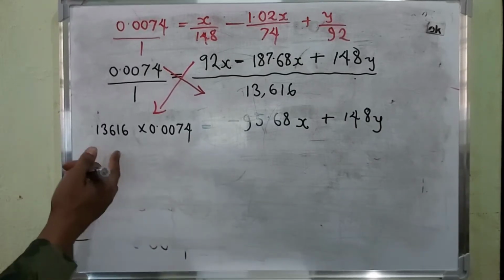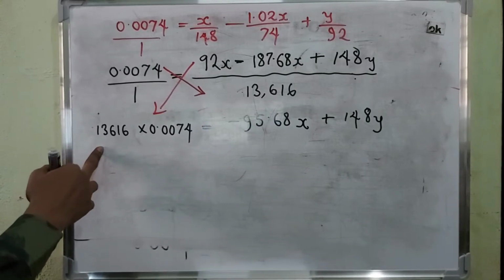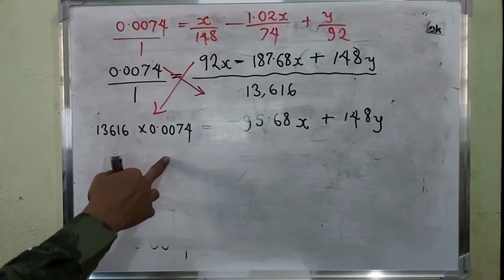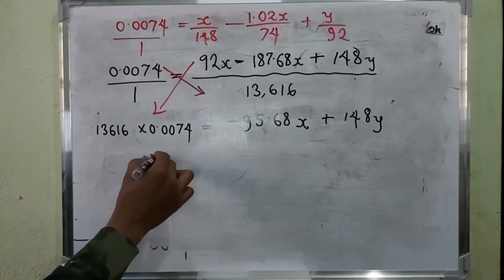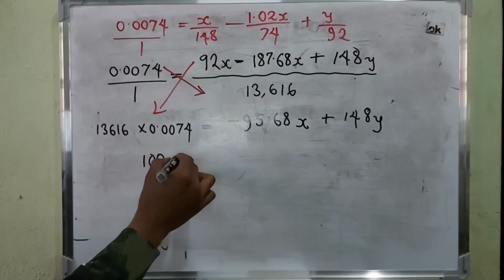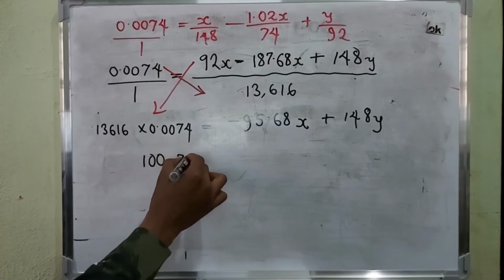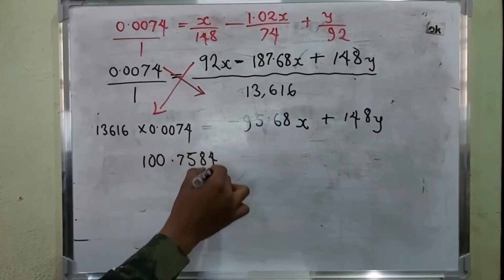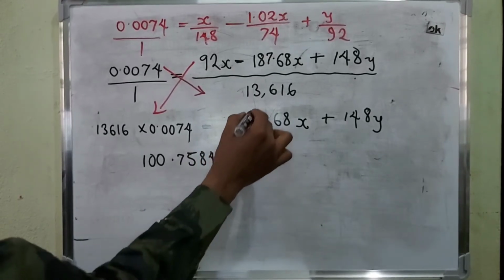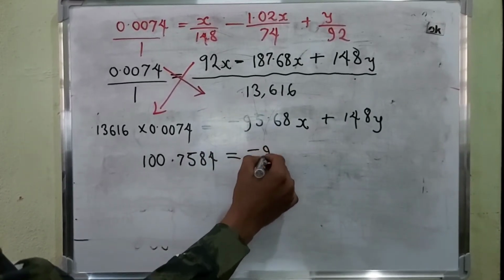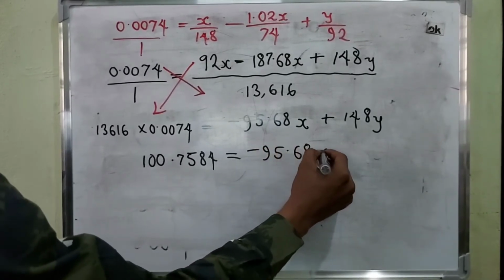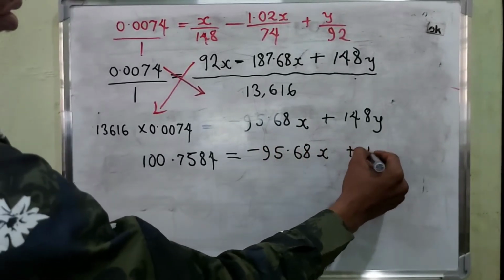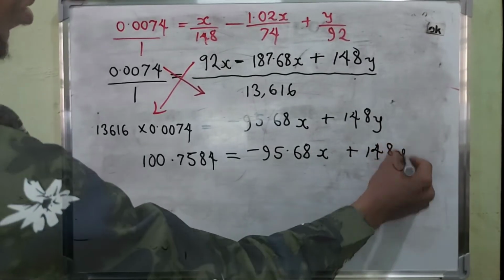So when you multiply this value by this value, you're going to end up having 100.7584, which will be equal to minus 95.68x plus 148y.